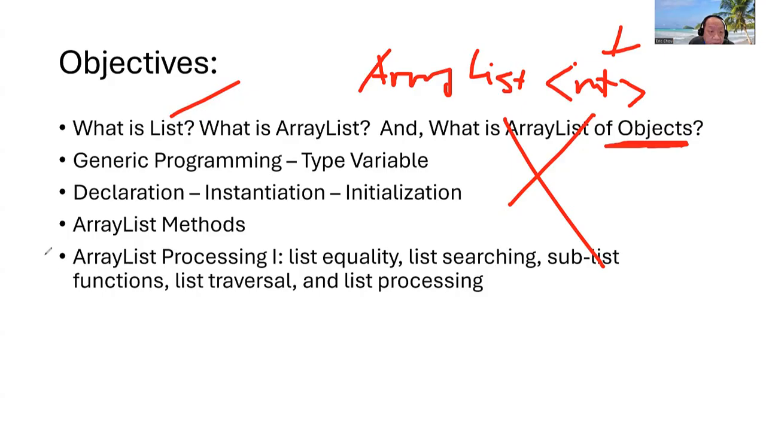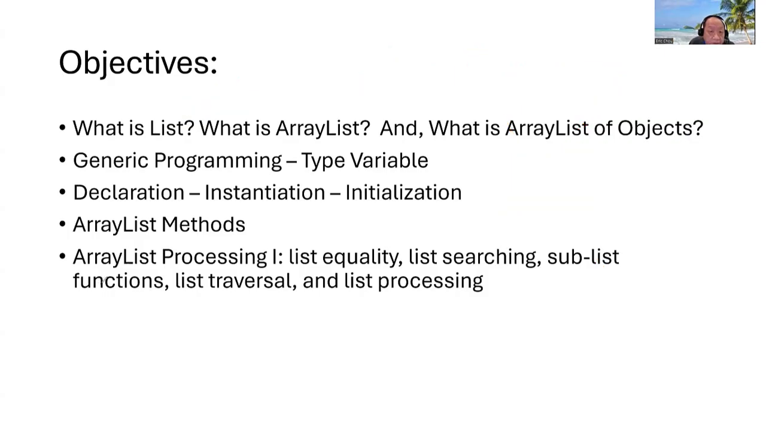Any questions so far? No. So we talk about the declaration, instantiation, and initialization. We also talk about type variable. So far, we already covered some of the methods, and then we will go into the basic operations for the array list. That's the purpose of today's talk.